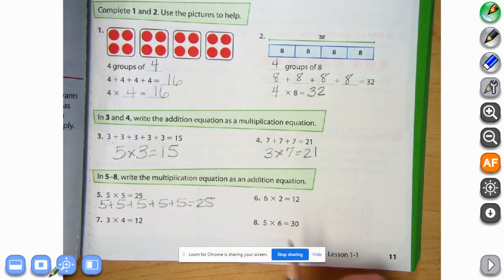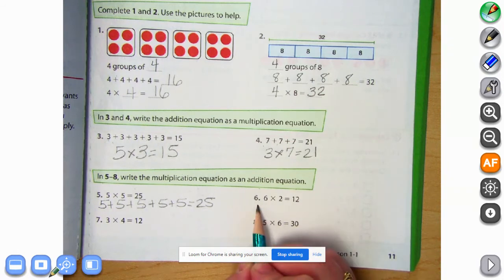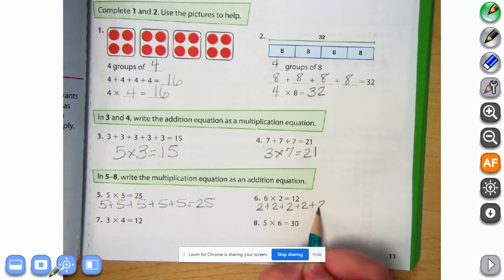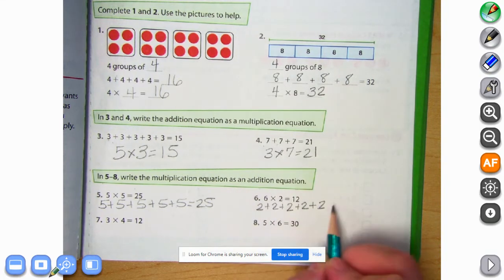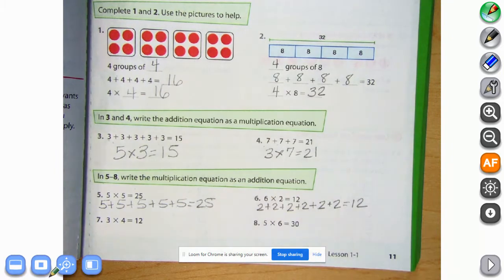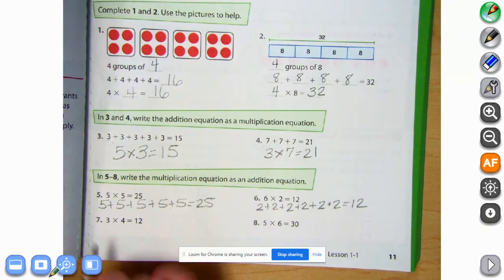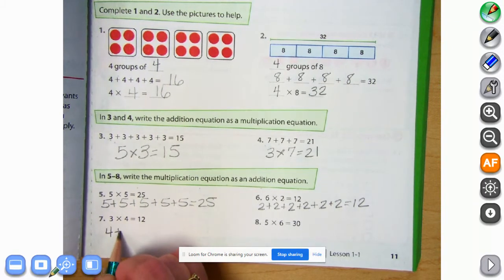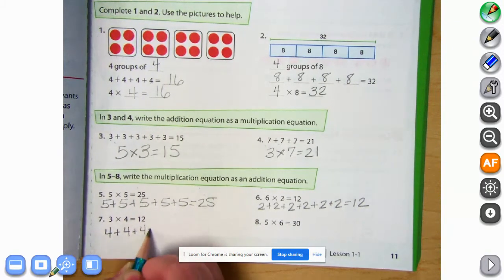Number 6, we have 6 groups of 2. So I have 2 plus 2 plus 2 plus 2 plus 2, 1, 2, 3, 4, 5, 6 equals 12. All right. We're going through it quickly because you should have this done already. So we're just correcting it. 3 groups of 4. So we have 4 plus 4 plus 4 equals 12.